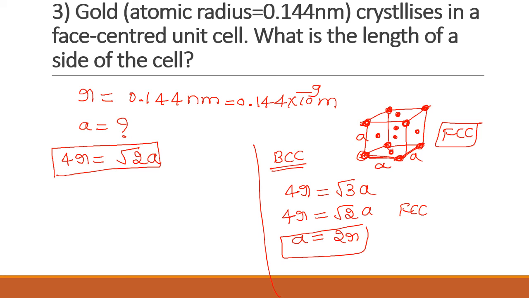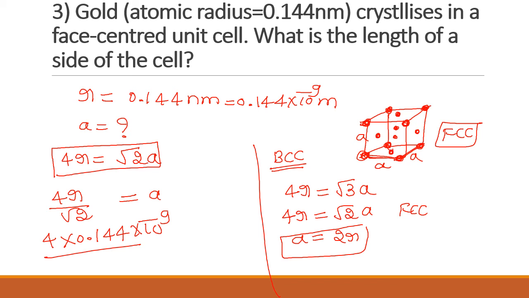Okay. So now they have asked for FCC, face centered. So we have an important relationship between edge length and radius like this. So directly using this formula, we can calculate the value of A, isn't it? A is 4R divided by square root of 2. R is given as 0.144 nanometer. What is the value of root 2? It is 1.414, or directly in your calculator you can do the calculation. So calculate the edge length.